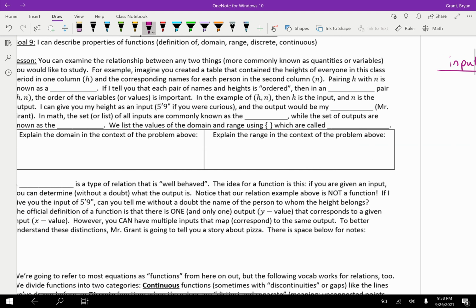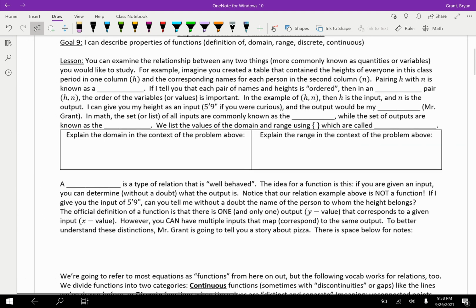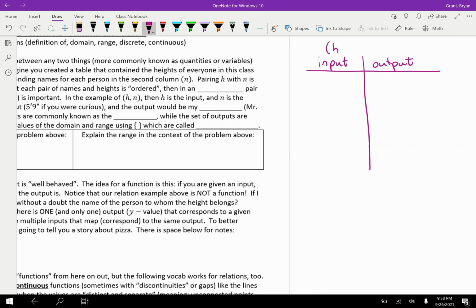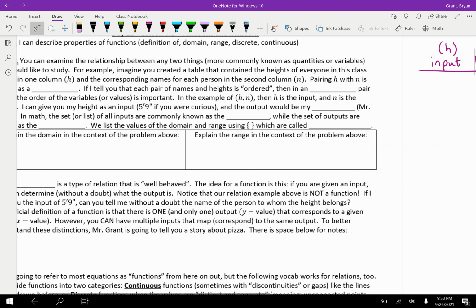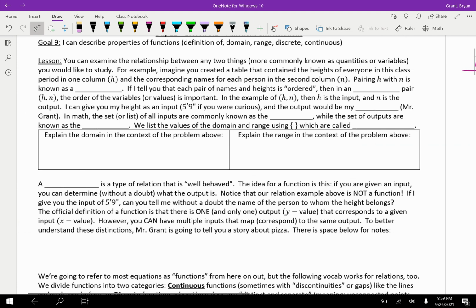Okay, and imagine you created a table that contained the heights of everybody in this current class that you're sitting in, in one column H. Maybe I'll call this H over here. And then the corresponding name for each person in the second column. So we'll call this N for name. Pairing H with N is known as a relation.